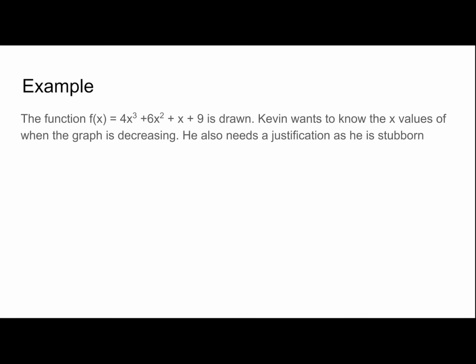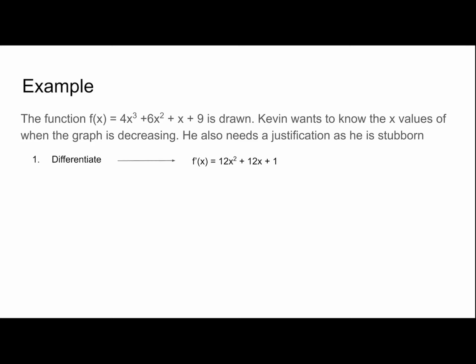Good example. Okay, so we're going to look into an example of a question. The function f of x equals 4x cubed plus 6x squared plus x plus 9 is drawn. Kevin wants to know the x values of when the graph is decreasing. He also needs a justification as he is stubborn. First step here is to differentiate the function, and your answer should come out to be 12x squared plus 12x plus 1.